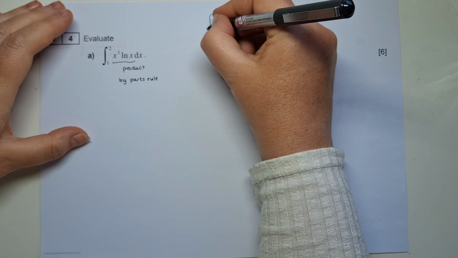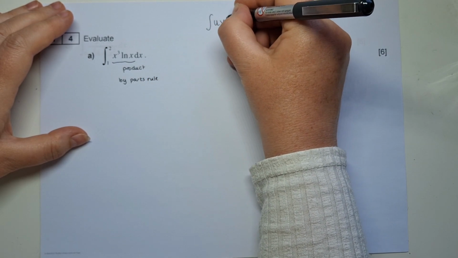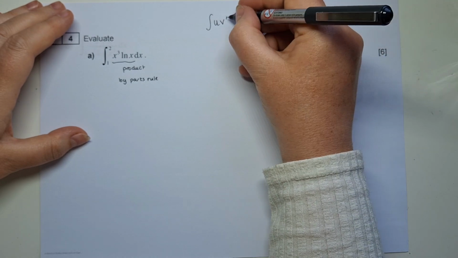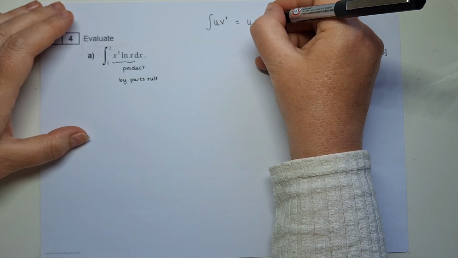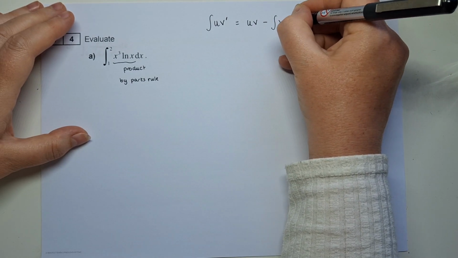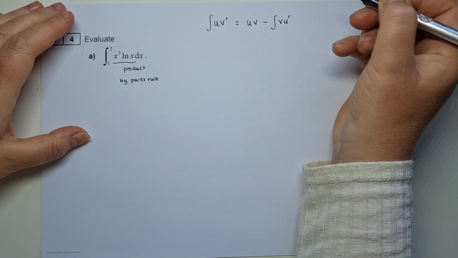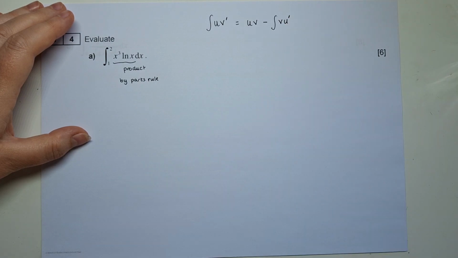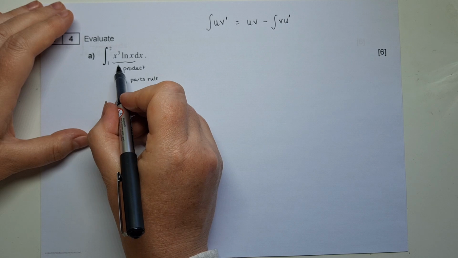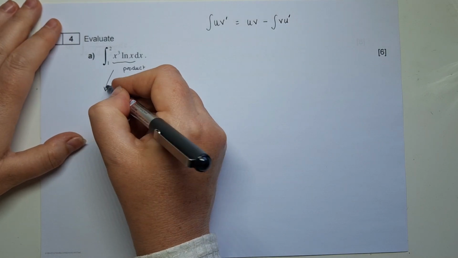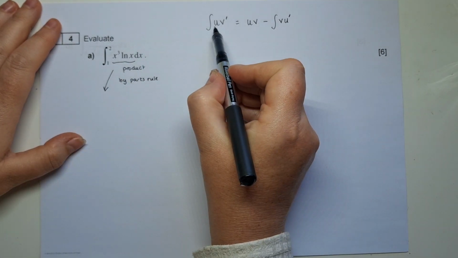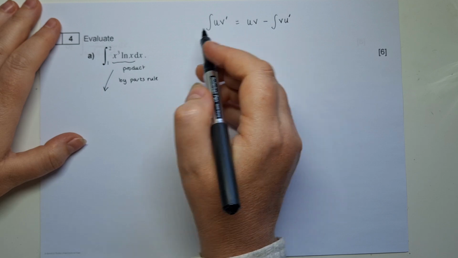So my rule, in the formula book, is the integral of u dv by dx, or v dash, is u times v minus the integral of v times du by dx, or u dash. So check that you've got that rule right. Now you need to decide which bit is the u and which is the v dash.